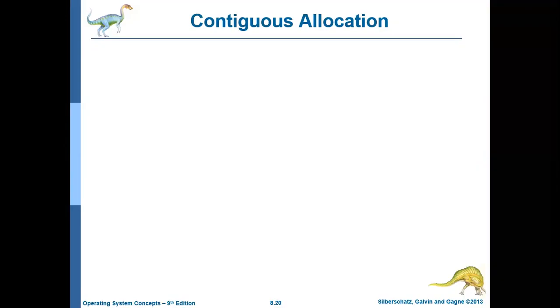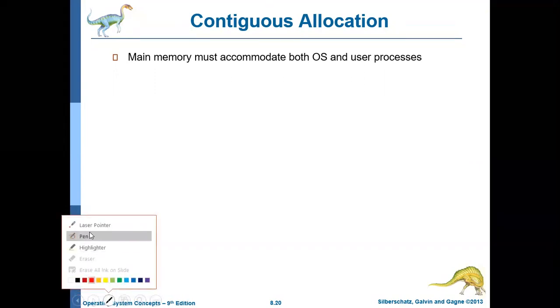So basically the main memory must accommodate both the operating system and the user process. So there is a question: where will the operating system be stored in the main memory and where will the user process be stored?